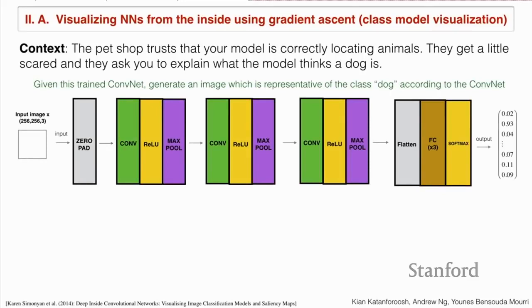So the pet shop now trusts your model because you've used occlusion sensitivity, saliency map, and class activation maps to show that the model is looking at the right place. But they got a little scared when you did that. And they ask you to explain what the model thinks a dog is. So you have this trained convolutional neural network, and you have an output probability.